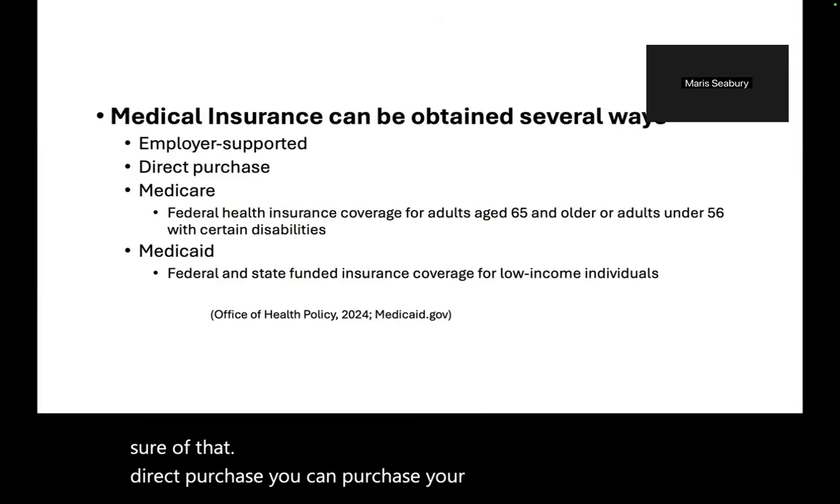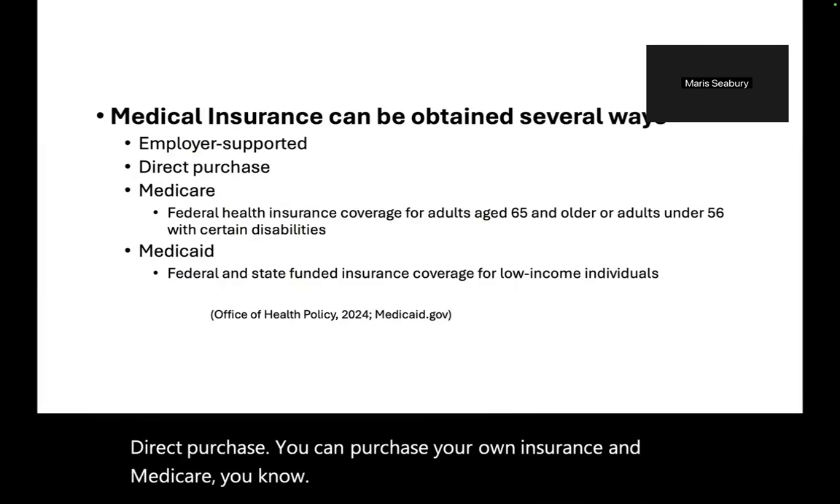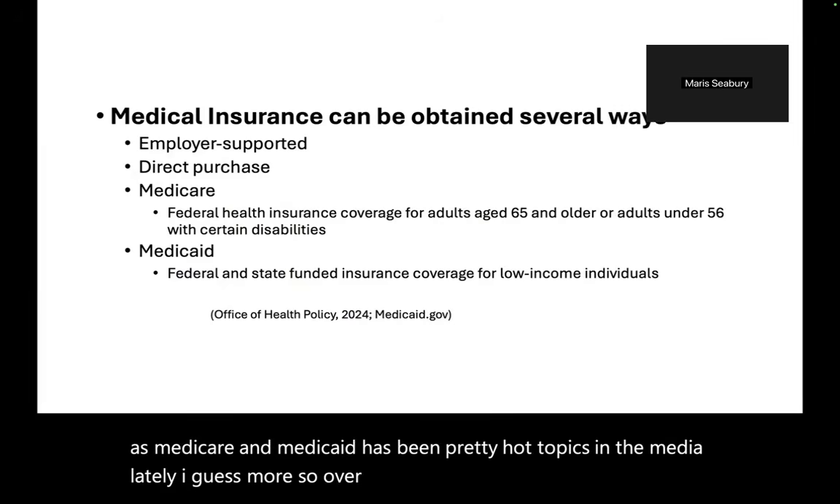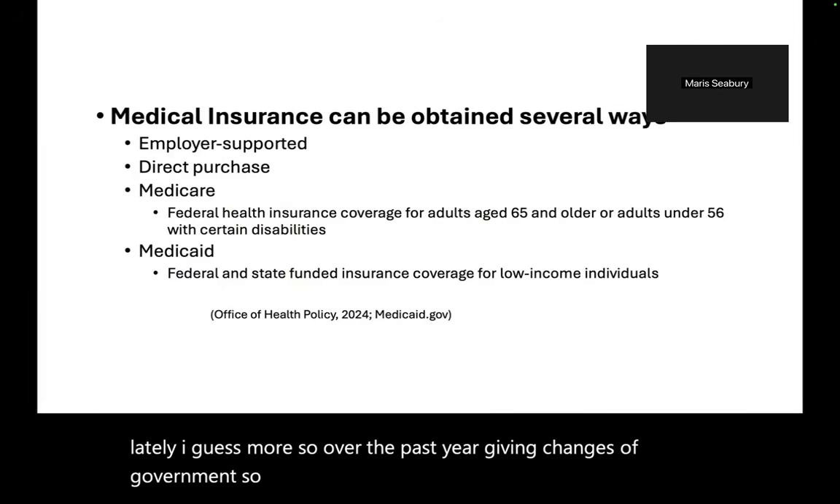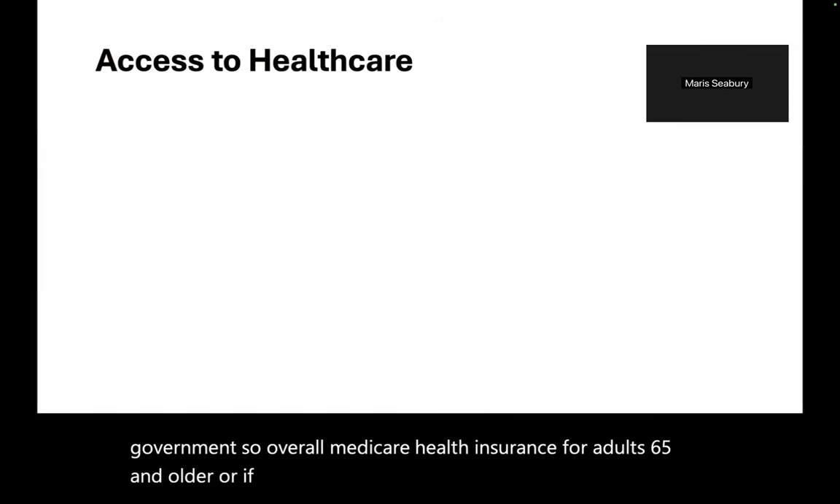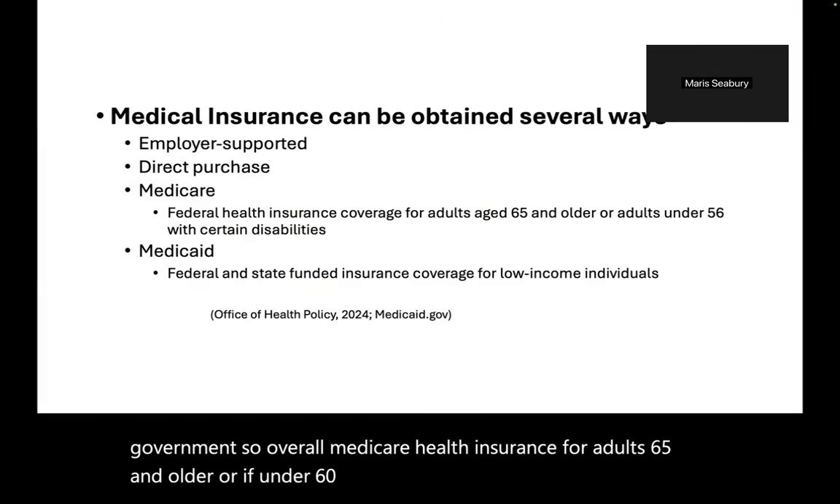And Medicare and Medicaid have been pretty hot topics in the media lately, I guess more so over the past year, given changes of government. So overall, Medicare is health insurance for adults 65 and older, or if under 65, I do not know why my computer changes slides.